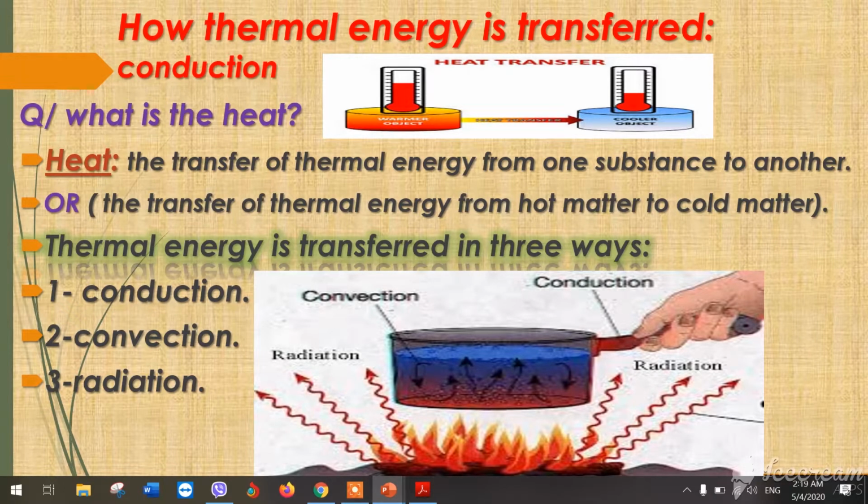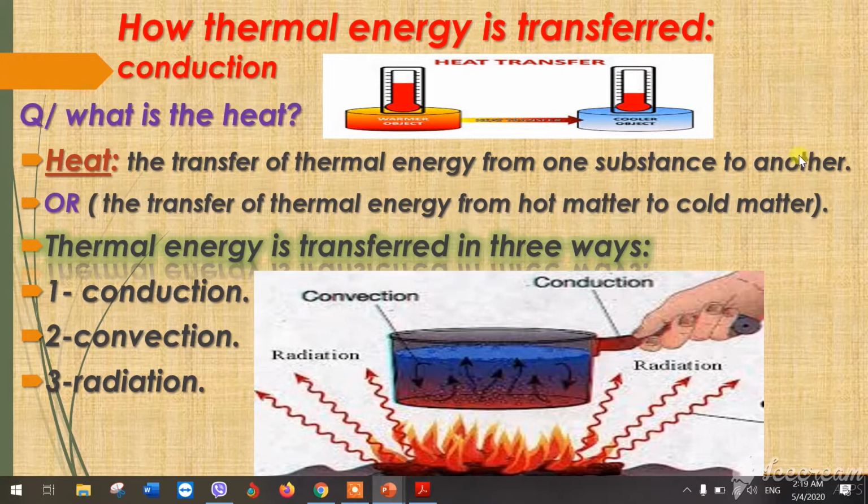Okay, my students, the questions are solved, and I want to move on to a new lesson. Listen, page 172. How thermal energy is transferred. Conduction. Question: what is heat? Heat has two definitions. Choose whichever comes easy to you.